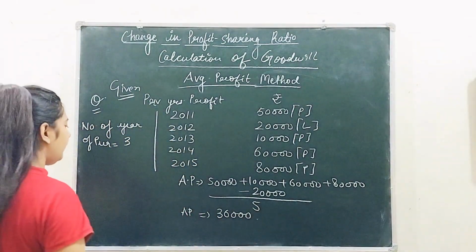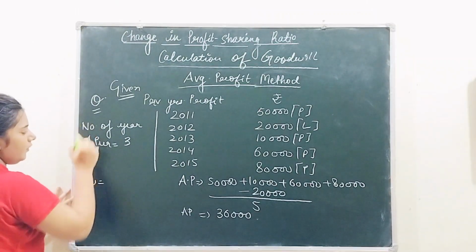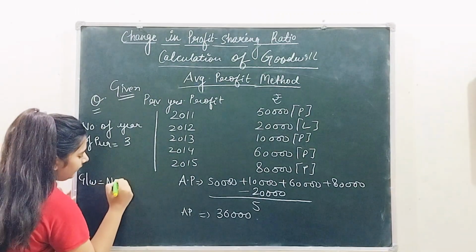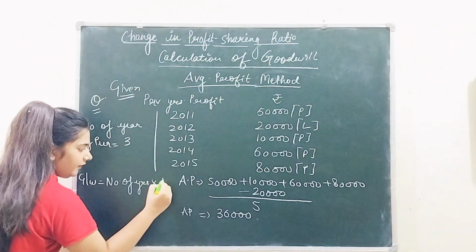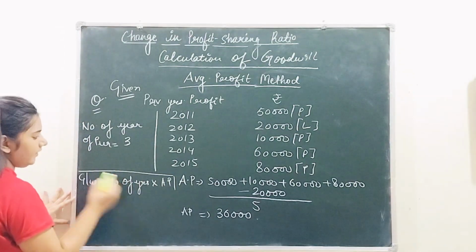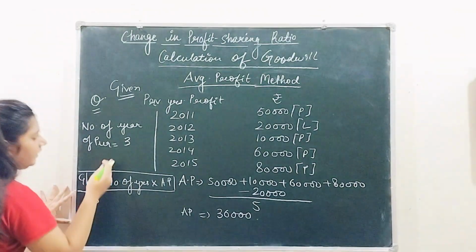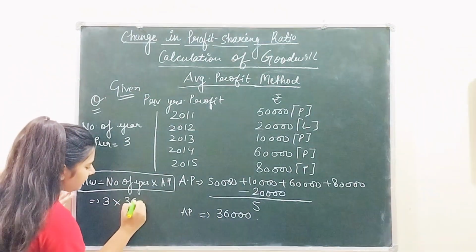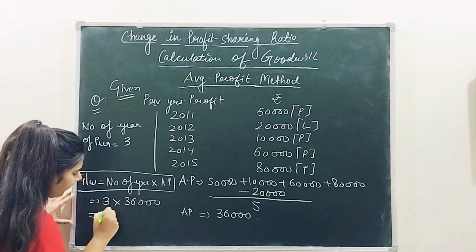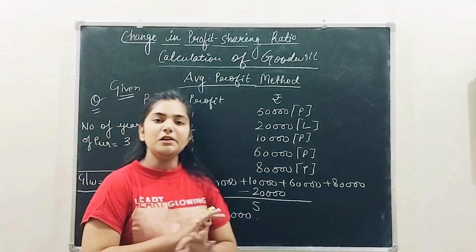Right? Now simply what you have to do, you have to put in the formula, which is your number of years into your average profit. यही फॉर्मूला था आपका जो हमने अभी पढ़ा थोड़ी देर पहले. तो आपको सिंपली फॉर्मूला लगाना है, number of years are 3, your average profit is 36,000, the goodwill that you are getting is 1,08,000. The concept is very simple.